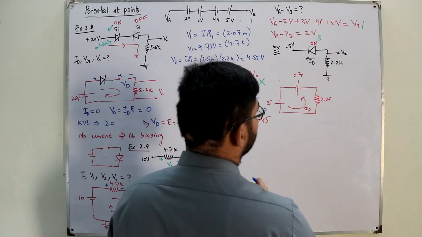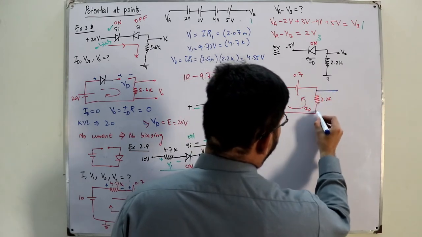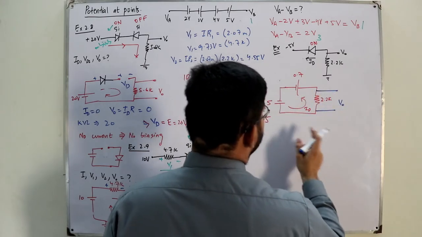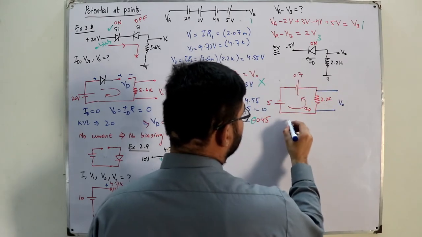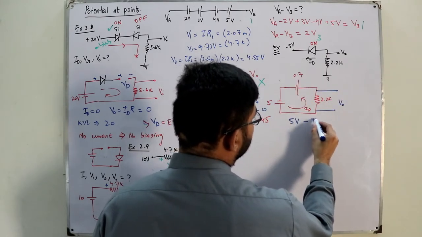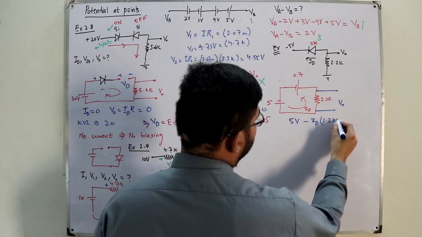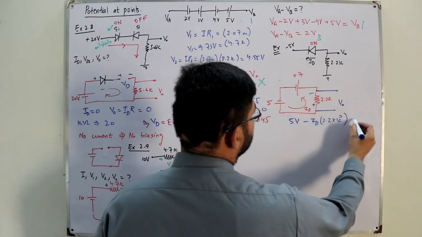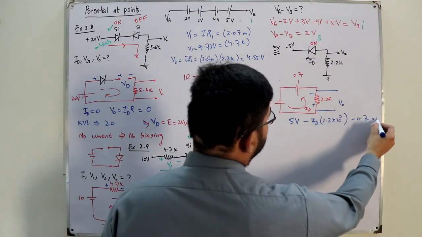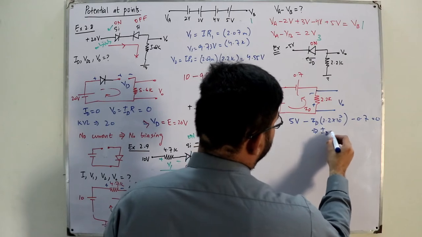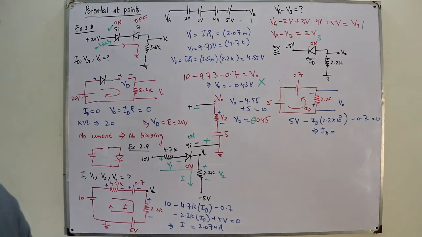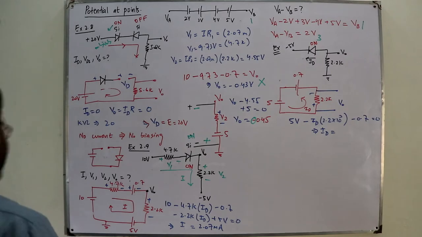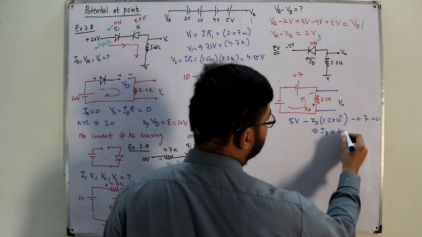And the voltage that is unknown is over here, V naught. So ID, have a look. Minus to plus is 5 volts minus ID times 2.2 × 10³, right? And then a plus to minus again, so minus 0.7. This is equal to 0. Solve for ID by yourself. ID comes out to be 1.95 milliamperes. 1.95 milliamperes.